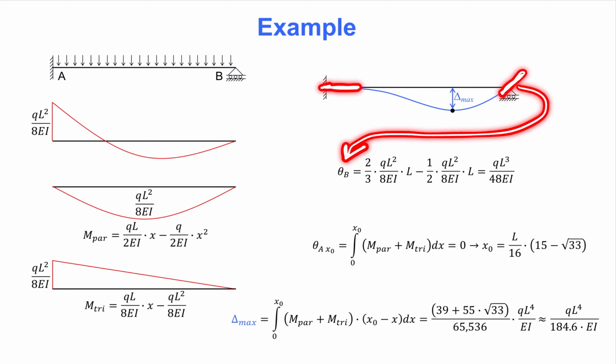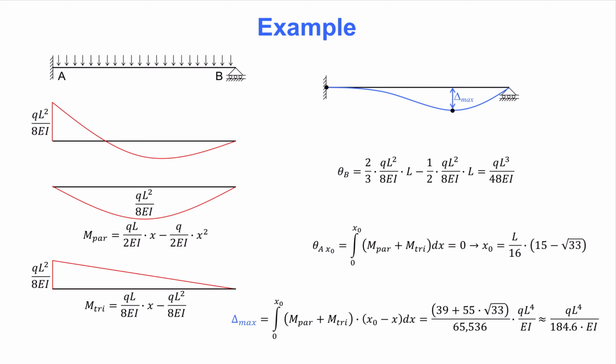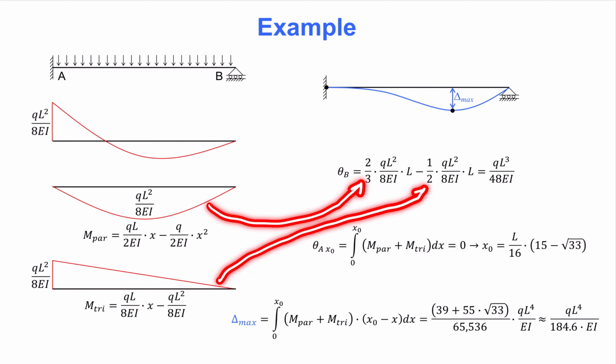In order to carry out that integration, we split the curvature diagram into two parts, each with a basic geometric shape that appears on formula sheets. In this case, the bending moment diagram and therefore the curvature diagram can be split into a parabola and a triangle, as shown here. That is why the fraction 2/3 appears in the first term in the calculation of the rotation. That term picks up the contribution from the parabola. The second term has the factor 1/2 because it picks up the contribution from the triangle.